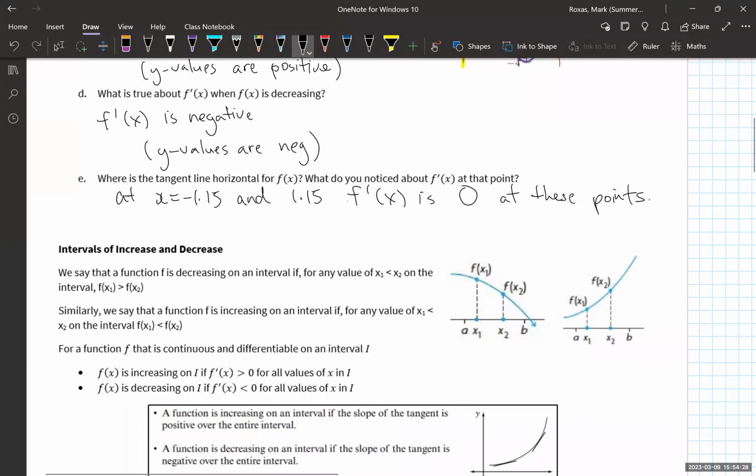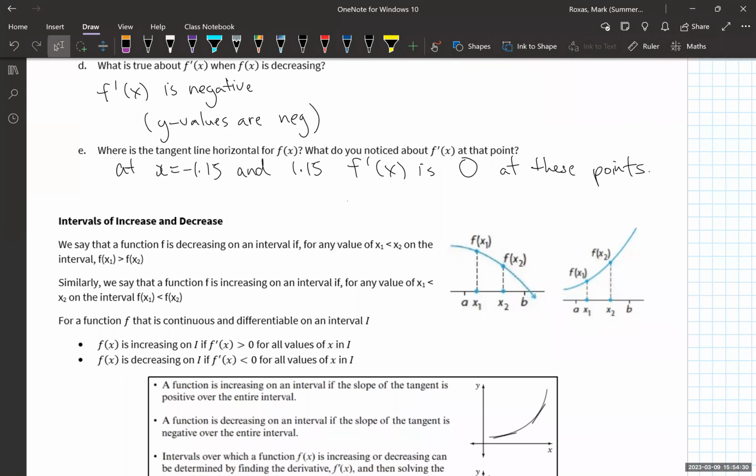So that brings us to intervals of increase and decrease. You can say that a function f is decreasing if for any value on the interval, the successive y value is less than the previous y value. And we say the function f(x) is increasing if every successive y value is greater than the previous y value. So that's a simple definition of increasing and decreasing functions.